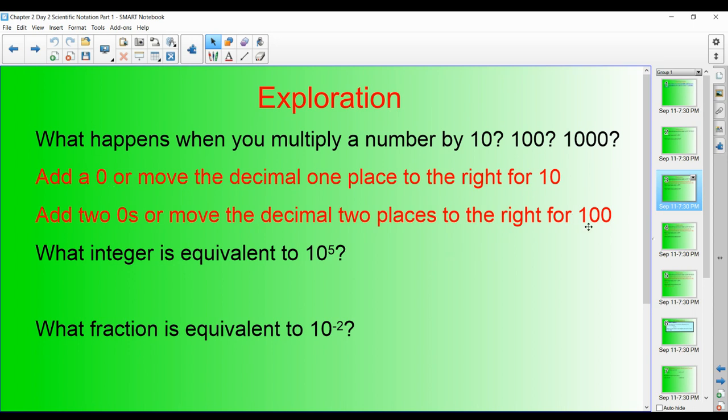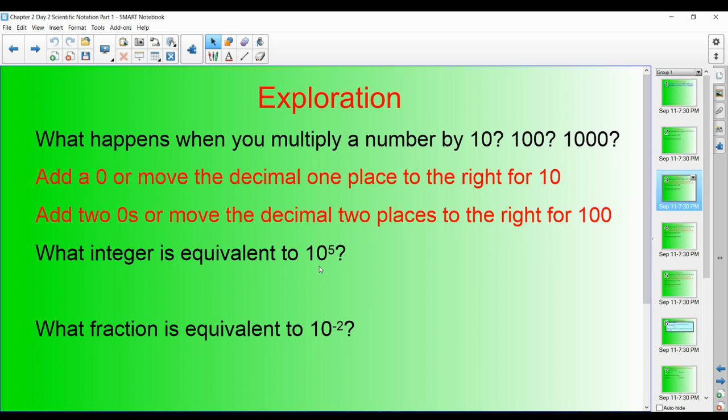18 times 100 is 1800. So the decimal place is already at the right, and we move it 2 to the right. Now if we have 1.5, we have to move the decimal place to the right of the 5 and then continue moving accordingly.